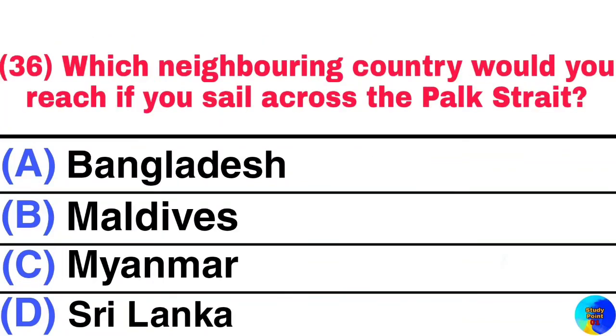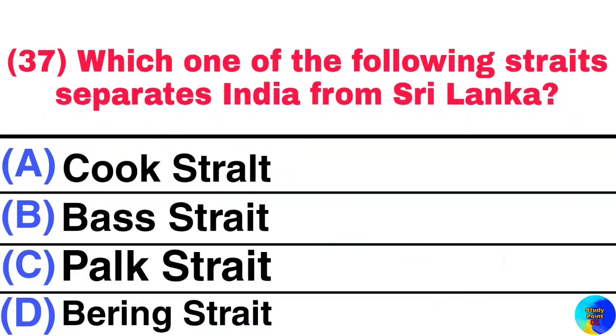Question number 36. Which neighboring country would you reach if you sail across the Palk Strait? A. Bangladesh, B. Maldives, C. Myanmar, D. Sri Lanka. Answer. Sri Lanka. Question number 37. Which one of the following straits separates India from Sri Lanka? A. Cook Strait, B. Bass Strait, C. Palk Strait, D. Bering Strait. Answer. Palk Strait.